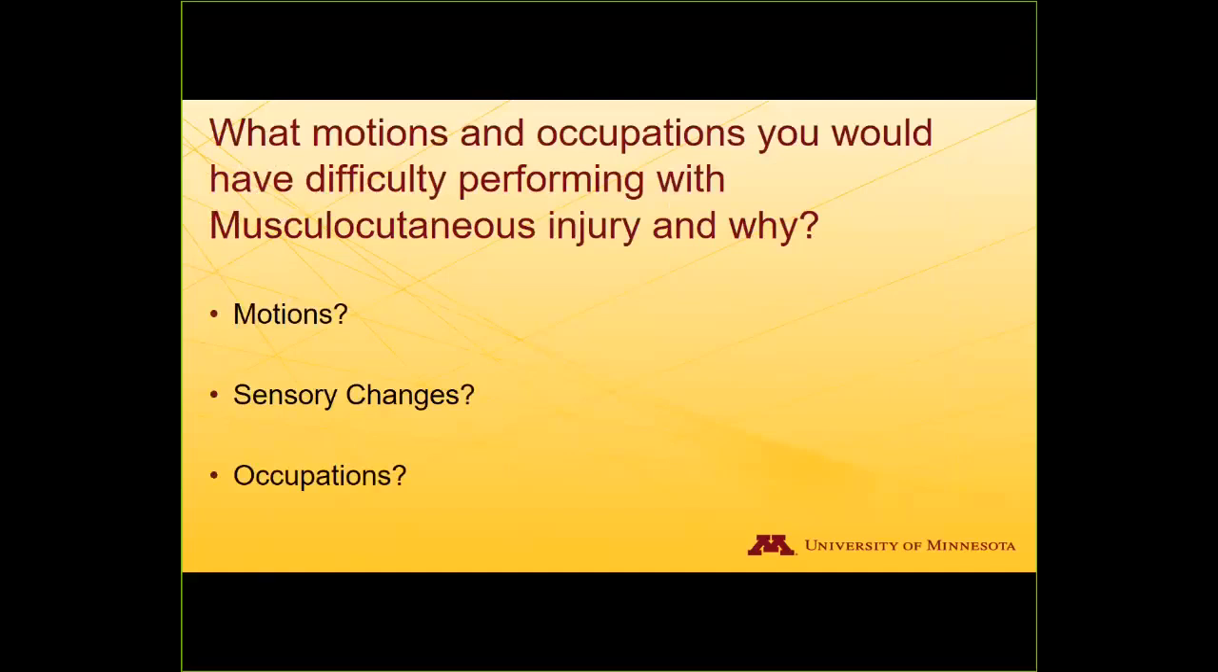But let's think about beyond elbow flexion. Are there other motions that would be weakened by musculocutaneous damage beyond elbow flexion? You mentioned supination. Okay, supination would be weakened. We'd still have the supinator, but the biceps wouldn't be helping supinate the forearm. Any other motions that would be weakened?